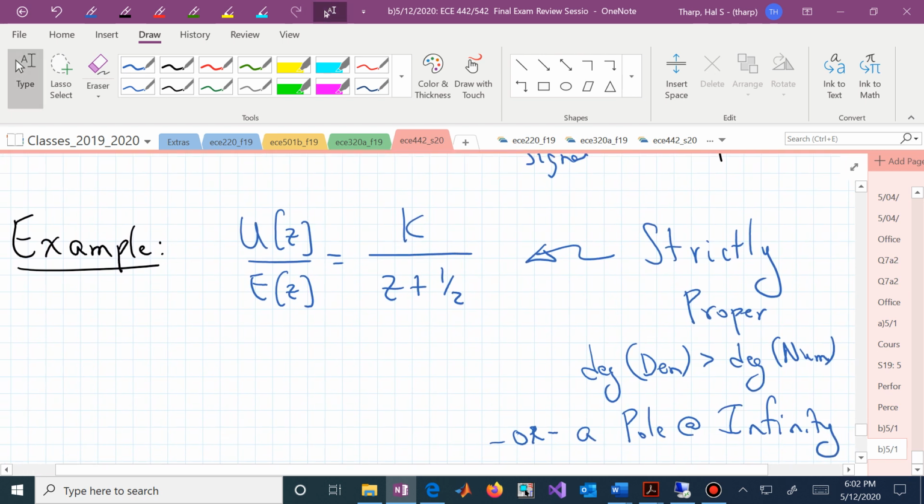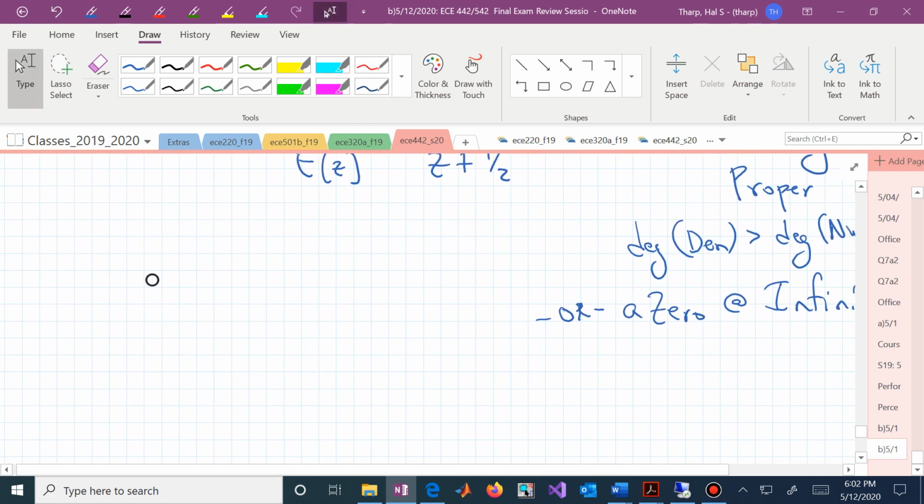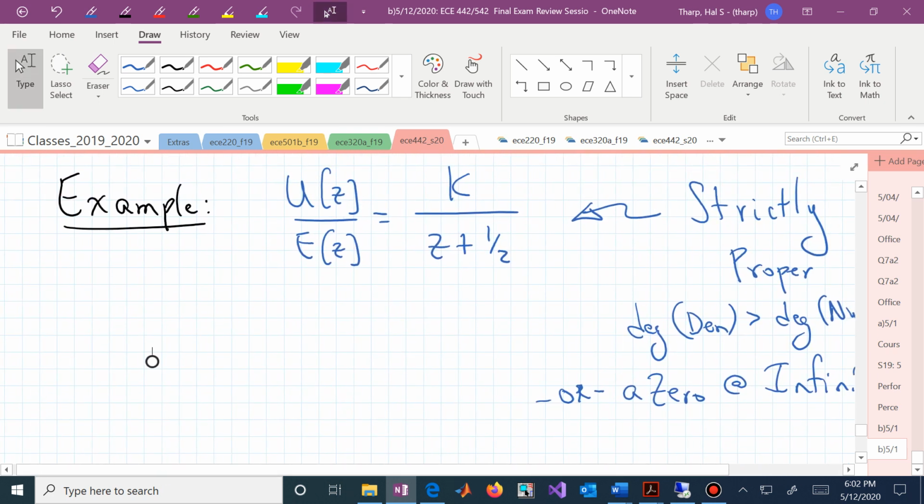Or you can say that we actually have a pole... No, I'm sorry. We have a zero at infinity. We have a pole zero excess of 1, so we have a zero at infinity. So if we have zeros at infinity, we have a causal controller.